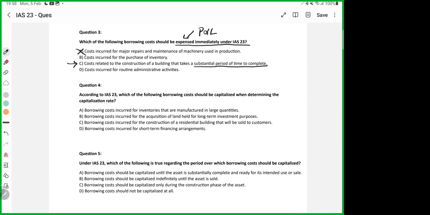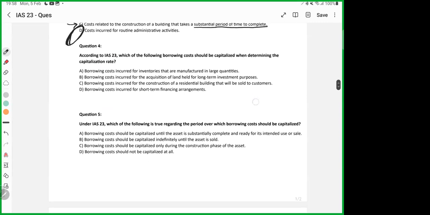But what do you think? Inventory is an asset or expense for us? Inventory is an asset, but I think the administrative activity. Yes. D. That's D. Mr. Haitham, you okay? Yeah, good. Let's go to question number four.